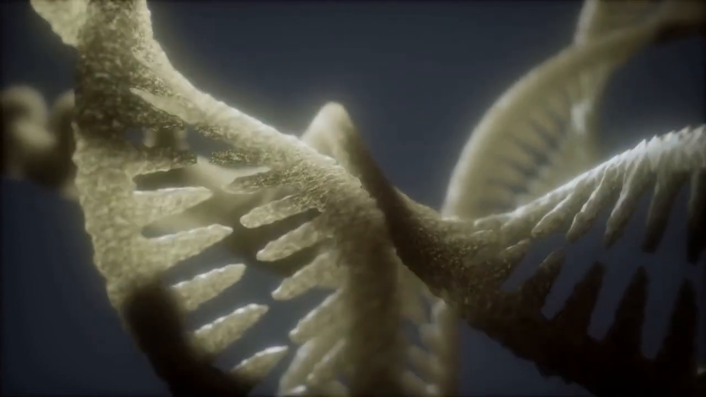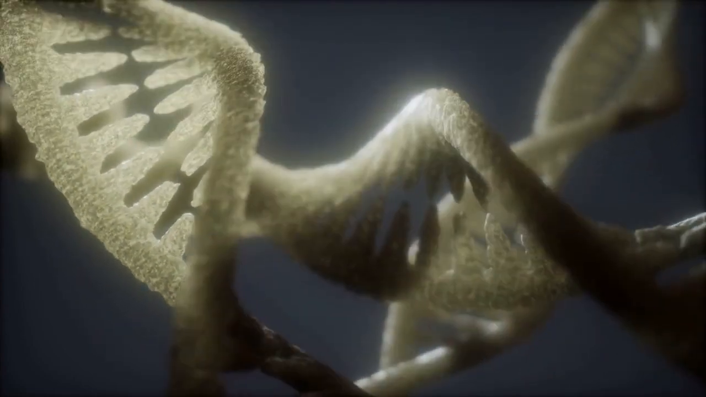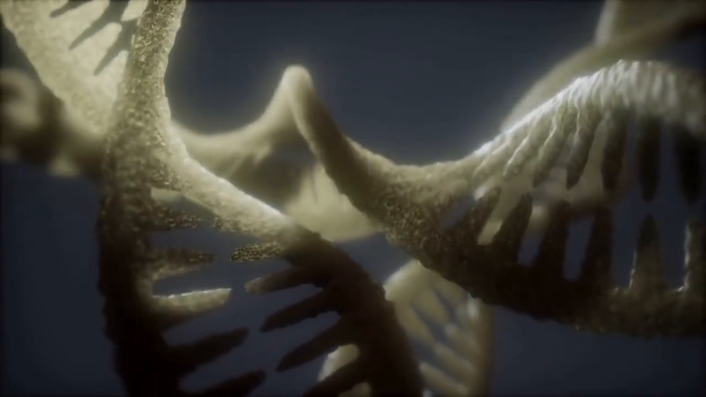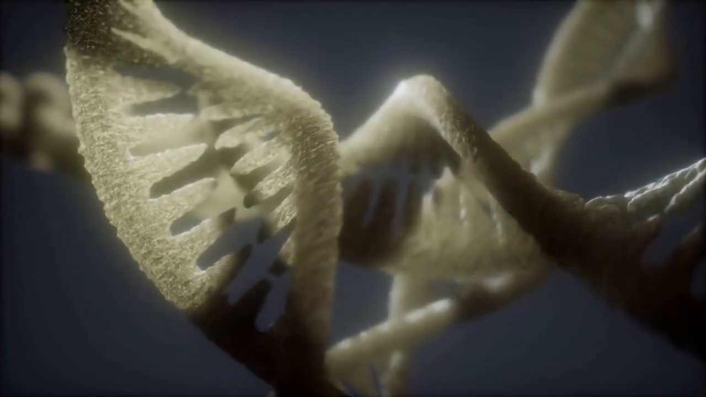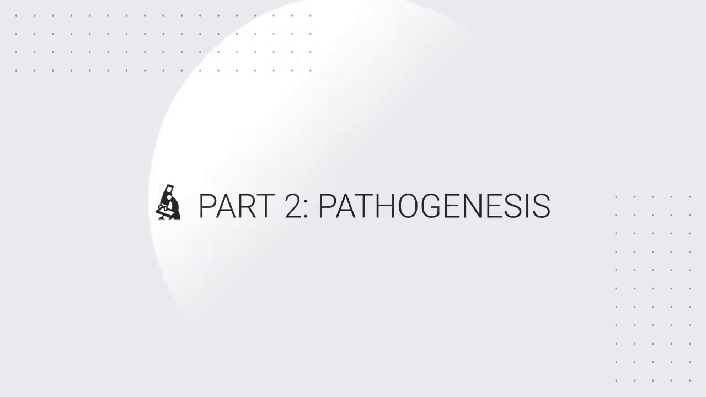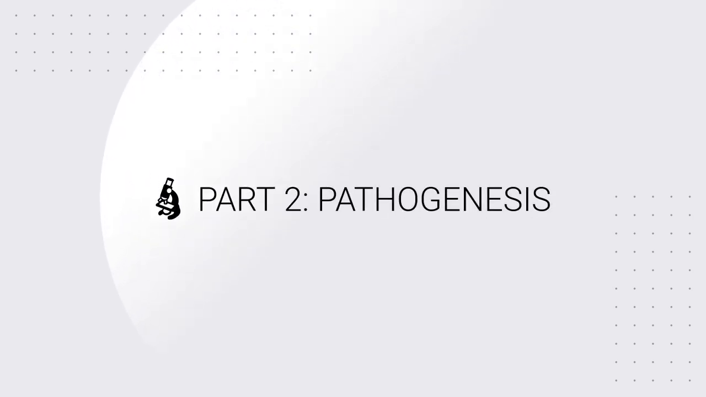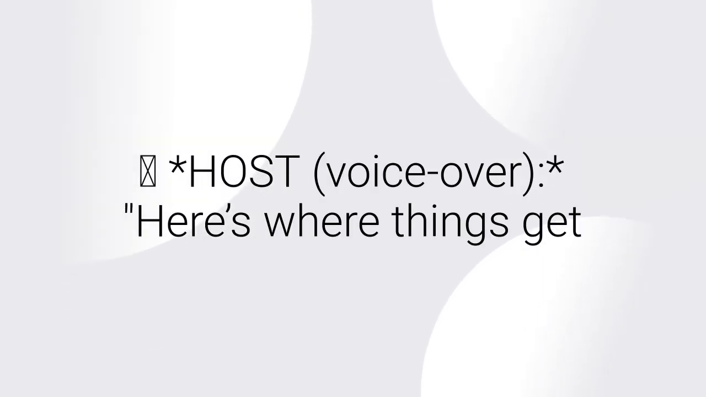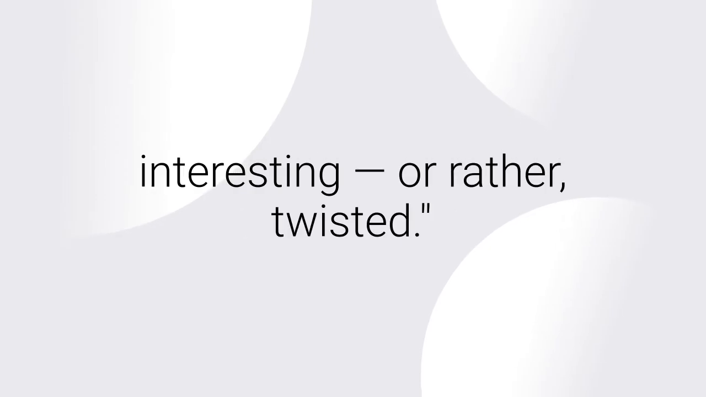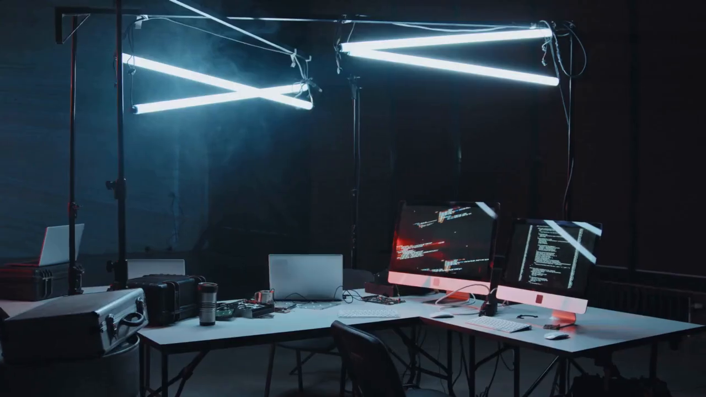The mutation involves a switch from glutamic acid to valine at the 6th position of the beta-globin chain, known as the E6V mutation. That's Part 2. Pathogenesis. Here's where things get interesting. Or rather, twisted.